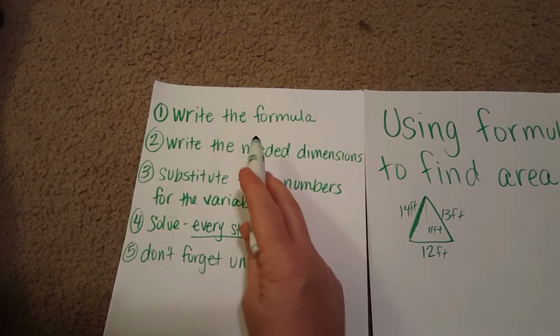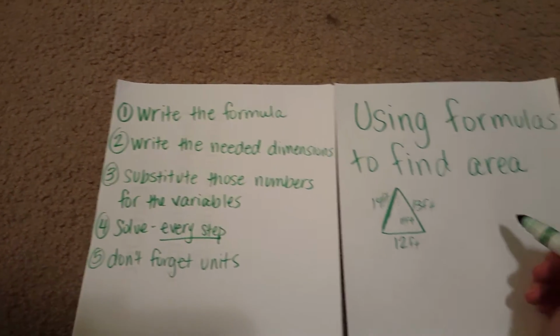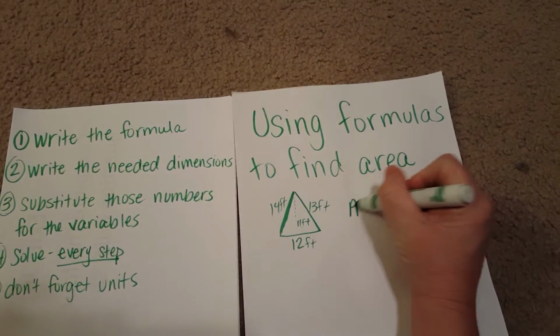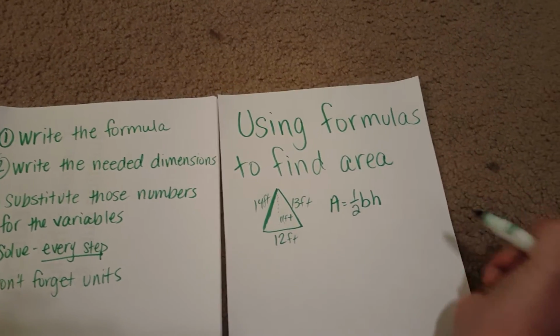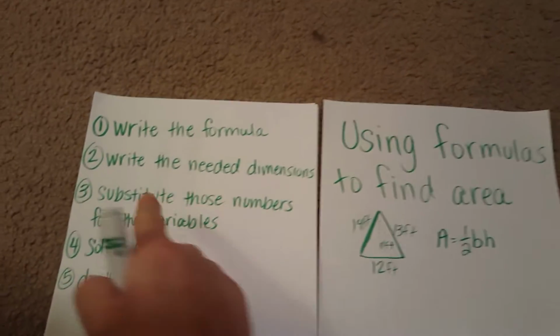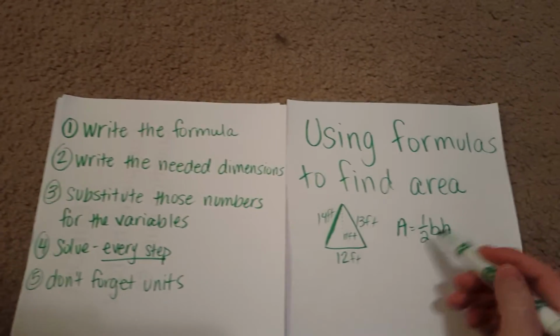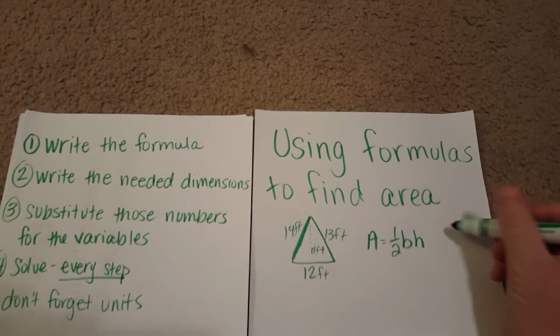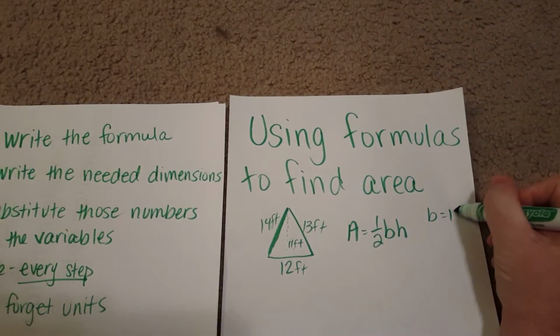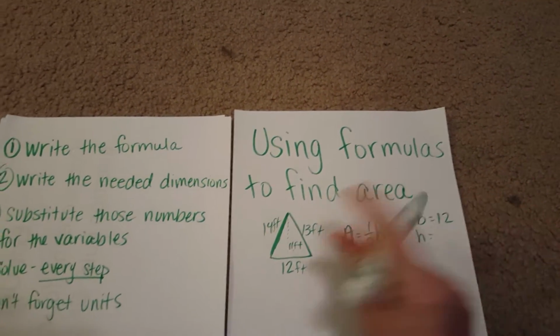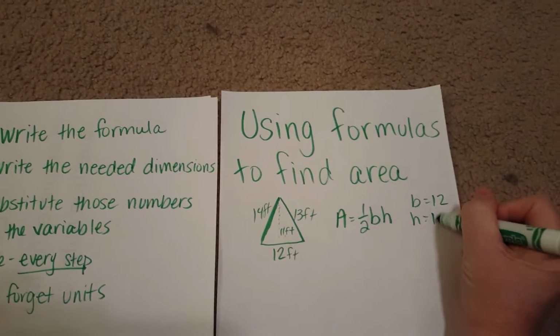So the very first thing we do is always identify the shape and write the formula. Well, this is a triangle, so the area of a triangle is 1/2 of base times height. Always write your formula, step 1. Step 2 is write your needed dimensions. Well, that means I need to know what the base and the height are. So base is 12 feet, and my height is 11 feet.